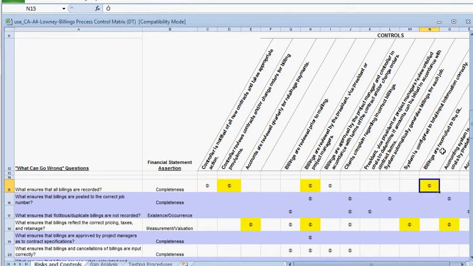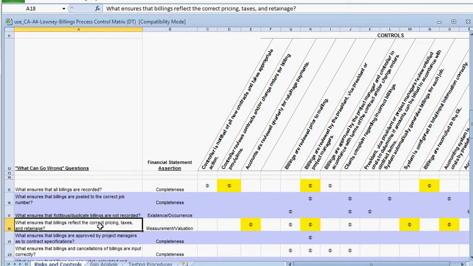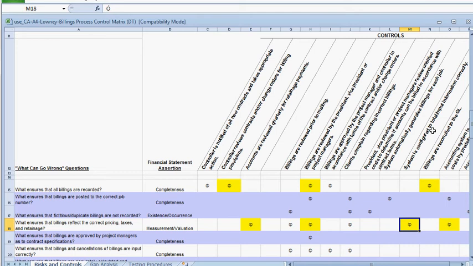And the third main area is that the billings are reconciled to the general ledger, and that's always an issue if it's not reconciled correctly. So what ensures that billings reflect the correct pricing, taxes, and retainage? Here the accounts are reviewed quarterly for the retainage payments, and the billings are reviewed by that same person in charge of the project. But another main answer, especially for pricing, is that the system is configured to total input correctly, with the system meaning the IT, database, software, and so on.